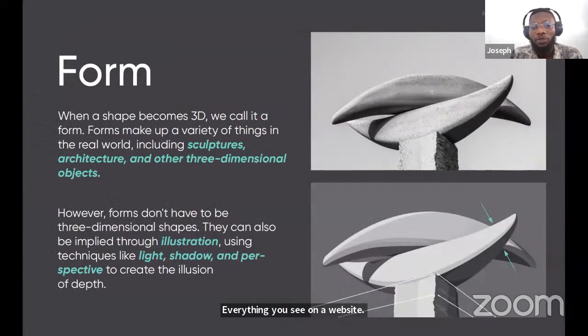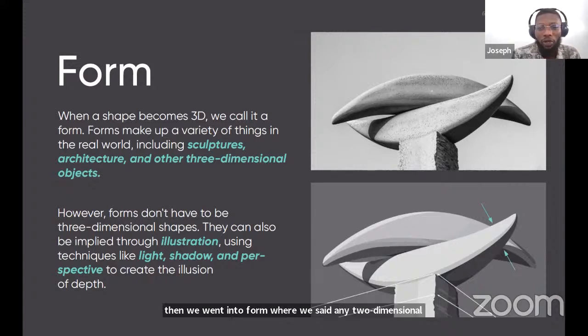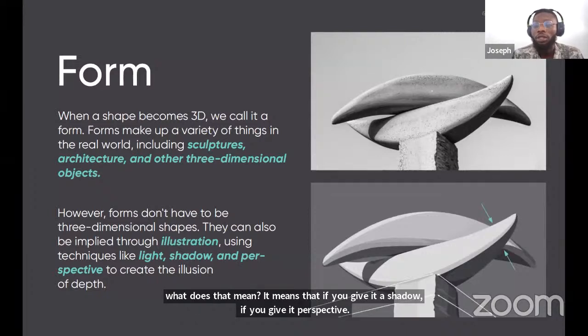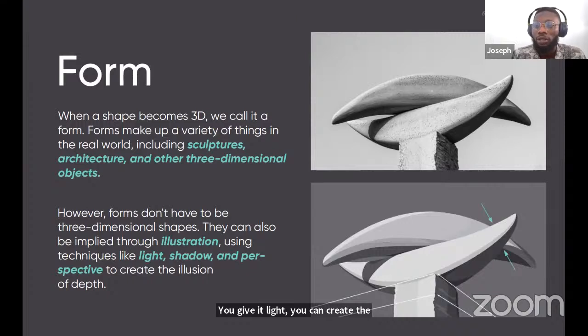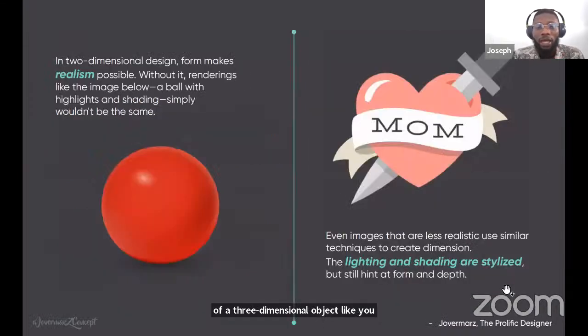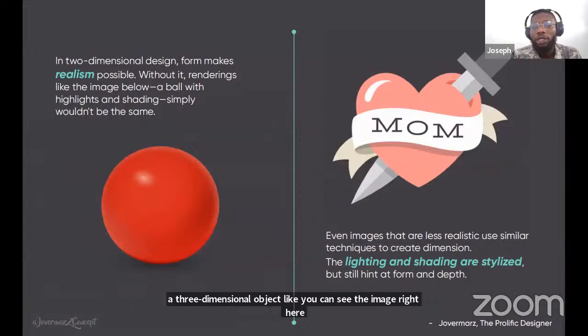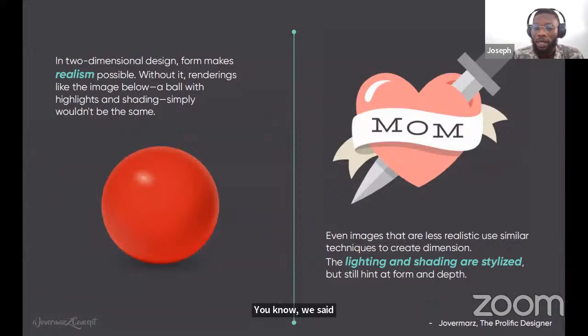Then we went into form, where we said any two-dimensional drawing or illustration can be given form. And what does that mean? It means that if you give it a shadow, if you give it perspective, if you give it light, you can create the illusion of a three-dimensional object, like you can see the image right here. Then we said form brings about realism, right? The light, the shading, the style create that realness.